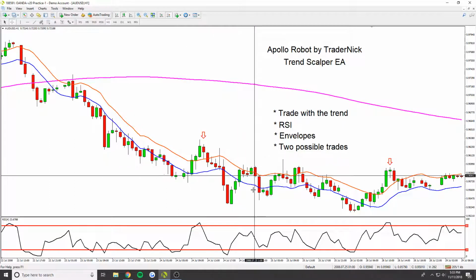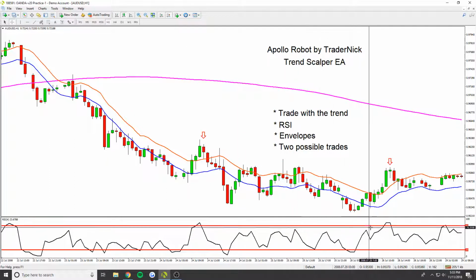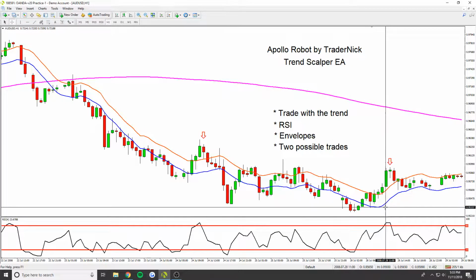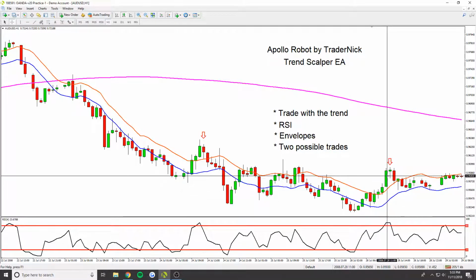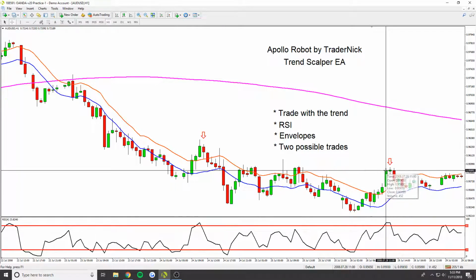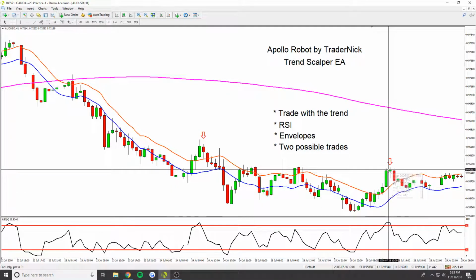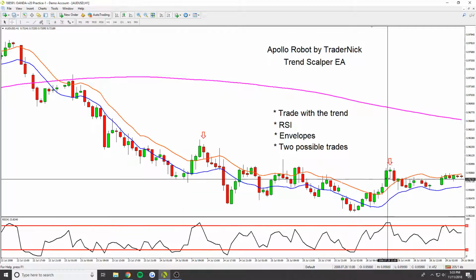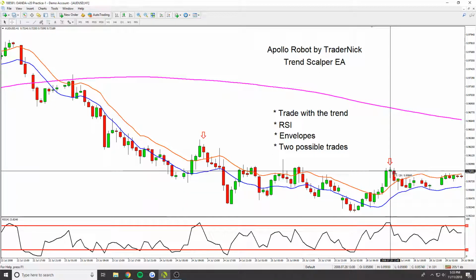So you'll see we don't get another reading on the RSI until about here. Same setup. We have a close outside of the upper envelope as well as a significant overbought level on the RSI. So again, we take a sell position and we get our 10 pips. This happens again and again and can make us some seriously nice, consistent profits.